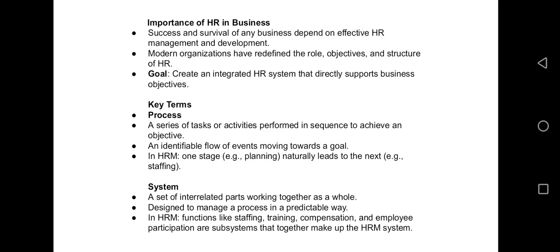System. What is a system? A system is a set of interrelated parts working together as a whole. It is designed to manage a process in a predictable way. In HRM, functions like staffing, training, compensation, and employee participation are subsystems that together make up the HRM system.